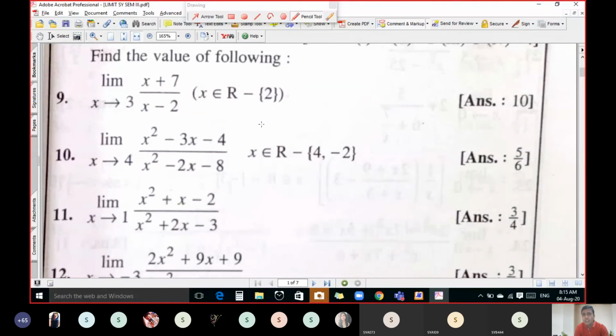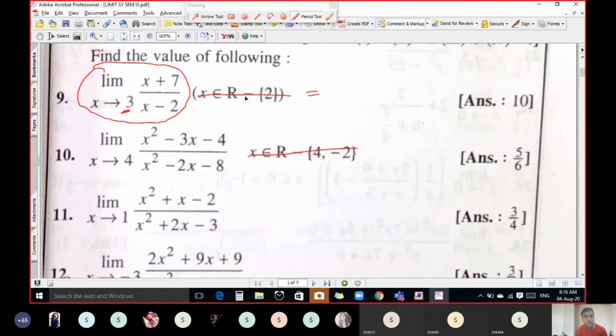But from now onwards, just forget this condition. It is not required according to our syllabus. Just concentrate only on this question. So what is the meaning of this question? This is the function and we want to find the value of the function when x is 3. So simply put x equal to 3 here.